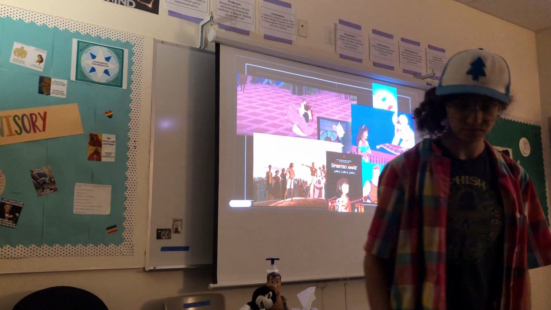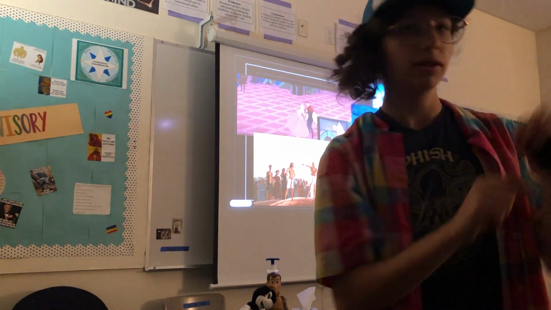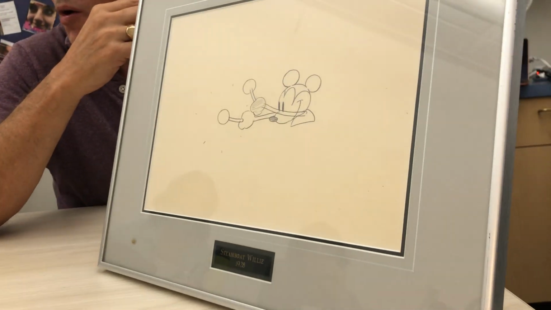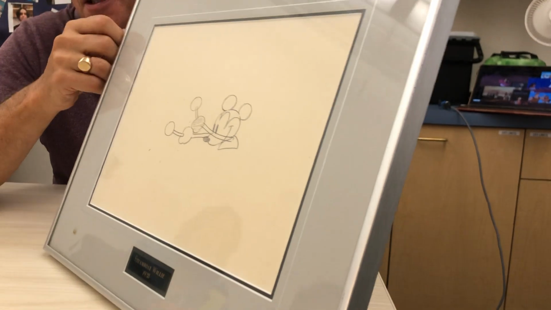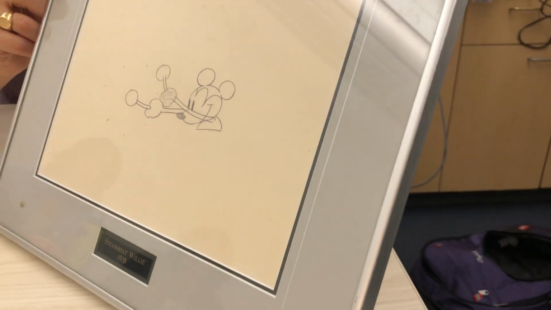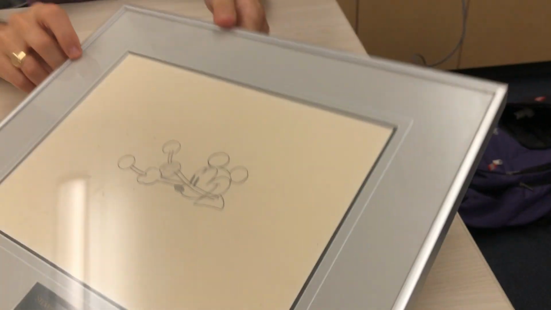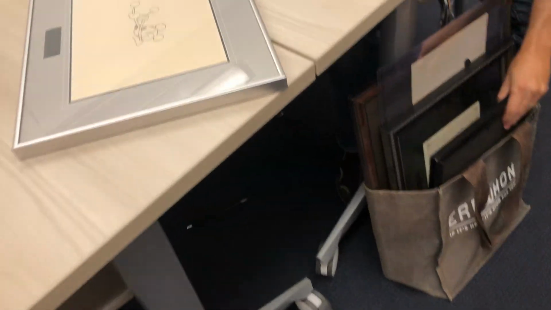So this one here is an original drawing from Steamboat Willie that the cells were made from. There are no cells really that exist from that because they used to wash the cells and reuse them for the next cartoon. They were also very flammable and explosive. So this is an original drawing from Steamboat Willie. You can come take a look if you want. Just don't bring any food near it, even though it's in a frame.